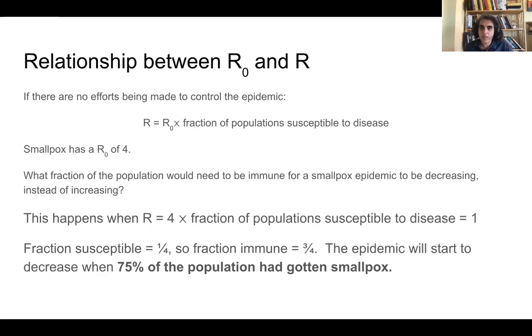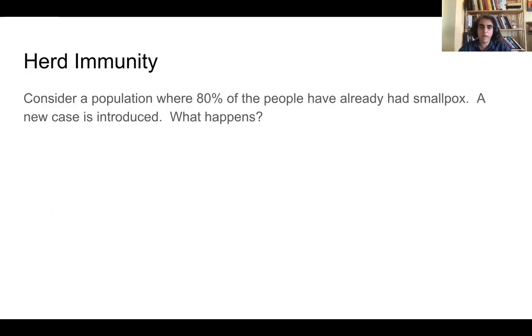And honestly, I'm seeing some of this now with people speculating that COVID will somehow just magically get weaker and die off. And the sad truth is, it won't. So that's our relationship between R0 and R. So what if you have a population where 80% of the people have already had smallpox?